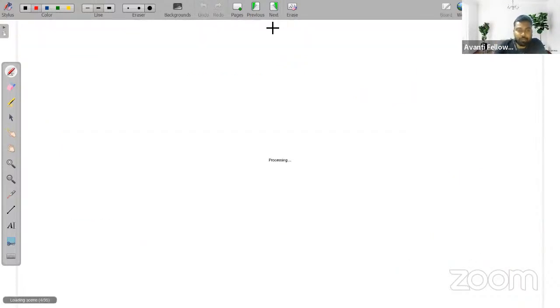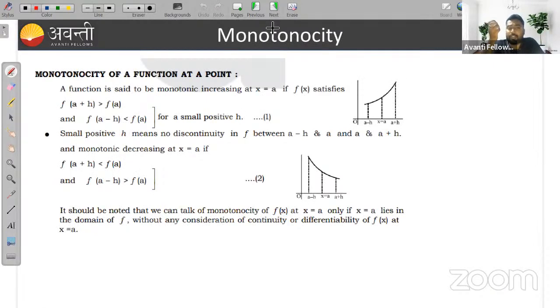Let's move. How can you understand the monotonicity of a function at a point? See here, on your screen you have a graph. Suppose it is my graph, y is equal to f of x. Take a point at x is equal to a, so the value of the function will be f of a. Take the neighborhood of the point x is equal to a, suppose a minus h to a plus h, for h very, very small.